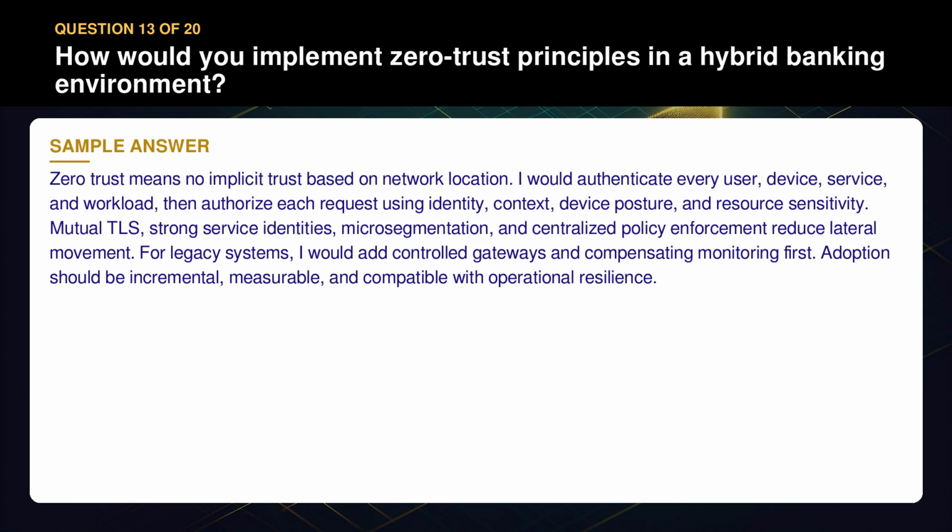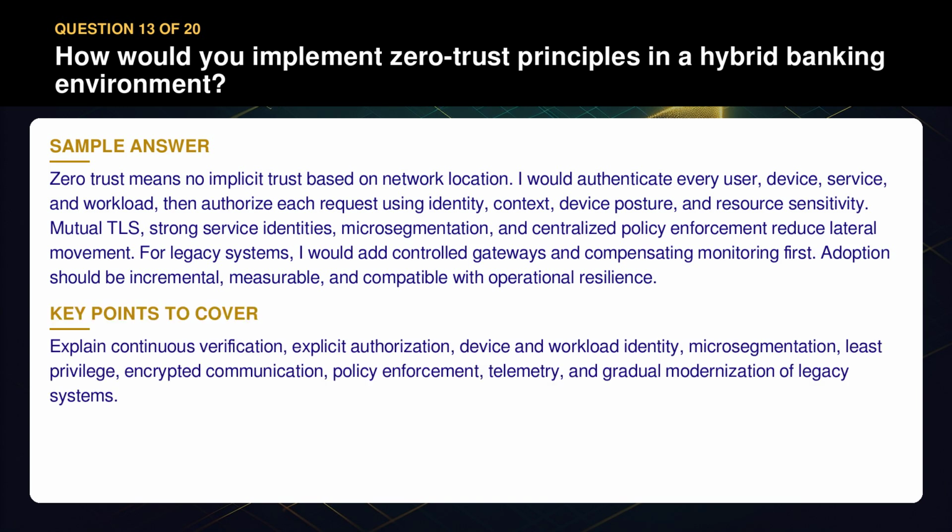Zero trust means no implicit trust based on network location. I would authenticate every user, device, service, and workload, then authorize each request using identity, context, device posture, and resource sensitivity. Mutual TLS, strong service identities, microsegmentation, and centralized policy enforcement reduce lateral movement. For legacy systems, I would add controlled gateways and compensating monitoring first. Adoption should be incremental, measurable, and compatible with operational resilience.